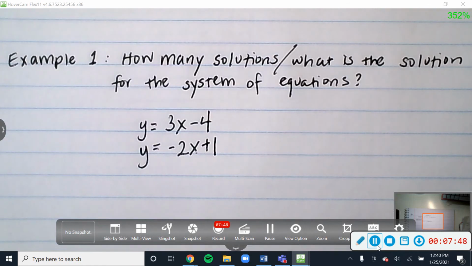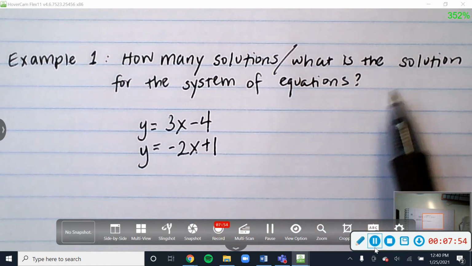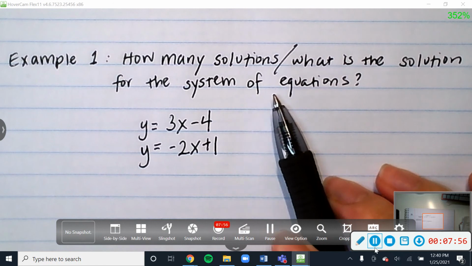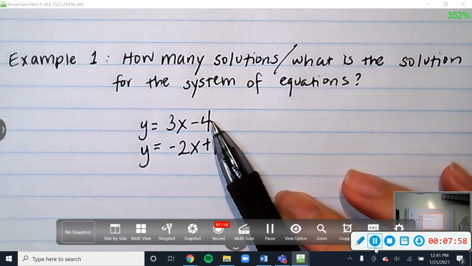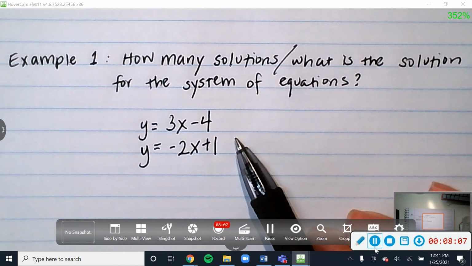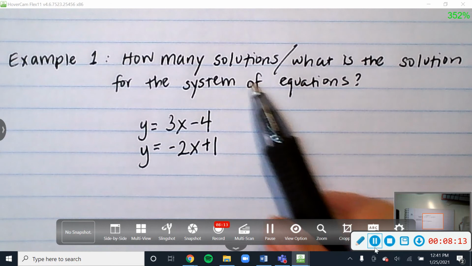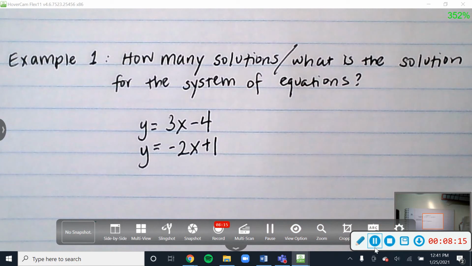So let's say you got a problem that looked like this. It asks you how many solutions, or what is the solution, for the system of equations. We have an equation here, y equals 3x minus 4, and then we have our second equation, y equals negative 2x plus 1. So using the graphing method, we're going to learn a lot of different methods, but using the graph, we can determine how many solutions or what the solution is.